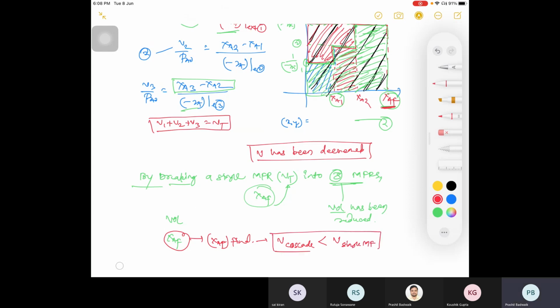This was your first. And the second is volume. What is happening here? Suppose you have volume Vt for a single reactor and the total volume of 3 MFRs is equal to it. Then we will get maximum conversion in the cascade system, right? Conversion in the cascade system is higher compared to conversion in a single MFR.